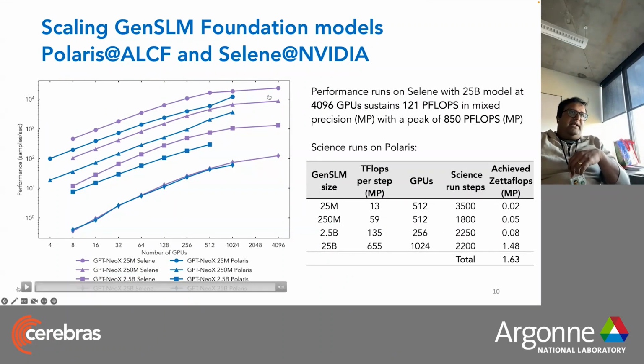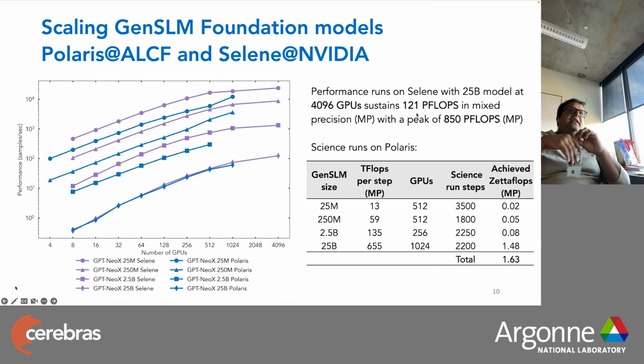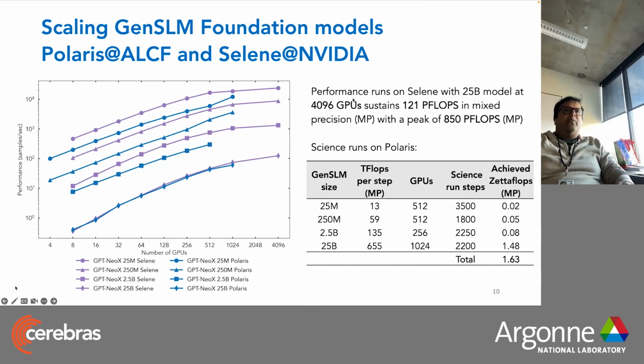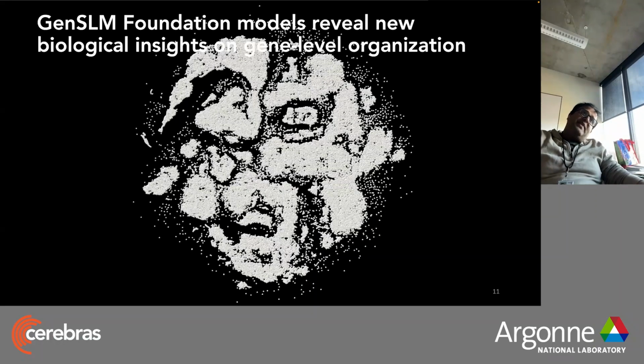One of the things that we also observe is that performance runs on Selene with 25 billion parameter models at 4,096 GPUs can achieve about 121 petaflops of sustained performance and about 850 petaflops of mixed precision peak. And the total number of flops that it takes for us to run this is quite large. It's about 1.60 zettaflops total. So it was kind of cool for us to see that a large language model could take up so much computing time and effort running on the system. The foundation models, though, are quite powerful.